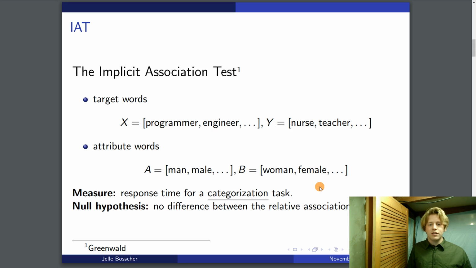However, the implicit association test shows that humans actually do possess some implicit biases, and that they do react faster on, say, the test whether a programmer is a man or a programmer is a woman. Namely, they show that, for instance, the word programmer is more associated with the word man, and the word nurse is more associated with the word woman. So the measure that they use is the response time in this categorization task. And as I said before, the null hypothesis is that there is no difference between the relative association between the two target sets and the attribute words.